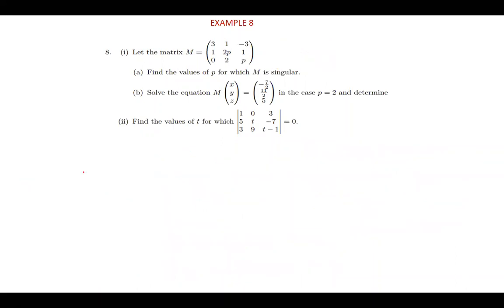So we start, we are saying this M, we write our M there. Our M is 3, 1, -3, 1, and then they are saying where there's P, we're going to be putting 2. So 2 times 2, I'm getting 4. And then I have a 1 there. Here they said where there's P, I put 2. And then there's 2 there, there's a 0 there. So this is what I'm going to have.